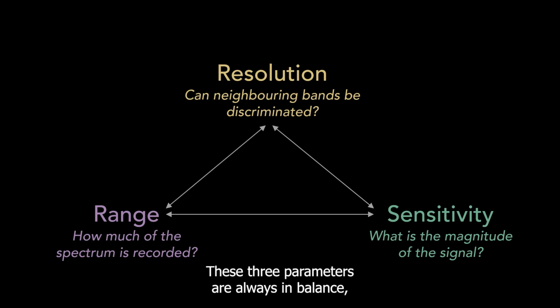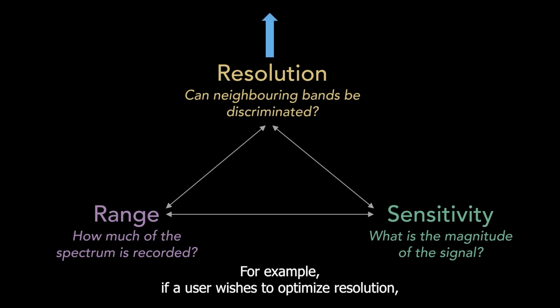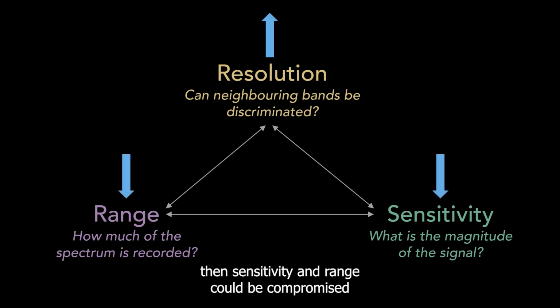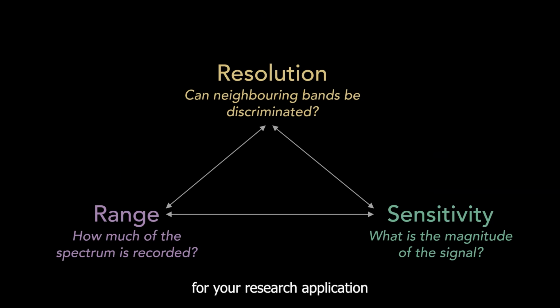These three parameters are always in balance, meaning that favouring one will likely be at the expense of another. For example, if a user wishes to optimise resolution, then sensitivity and range could be compromised. It is essential to consider this balance when optimising spectral measurements for your research application.